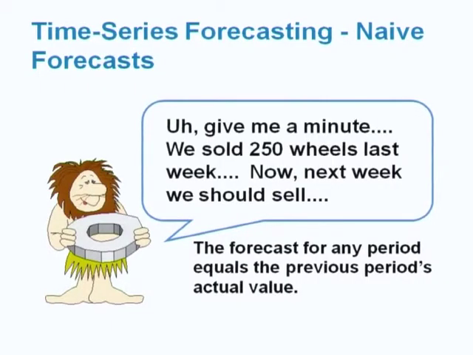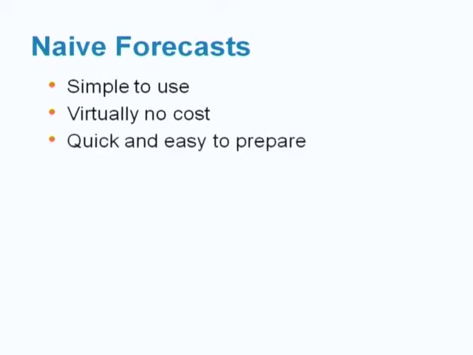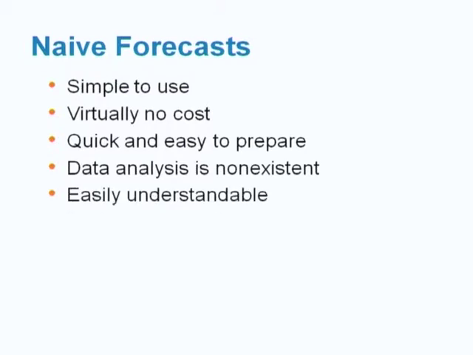We come up with the time series in forecasting that we call the naive forecast. The forecast for any period equals the previous period's actual value. The naive forecast is simple to use. It's virtually no cost, quick and easy to prepare. Data analysis is nonexistent and easily understandable. The naive forecast is the easy way to handle the data.